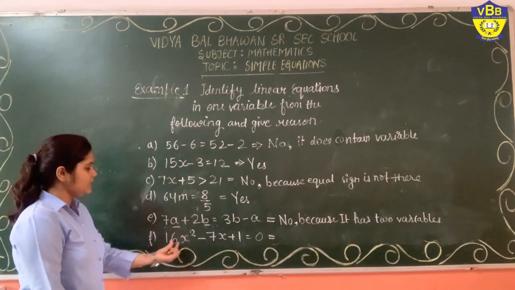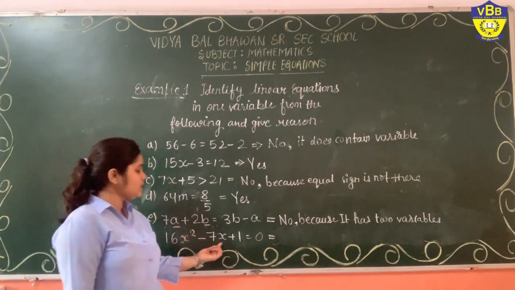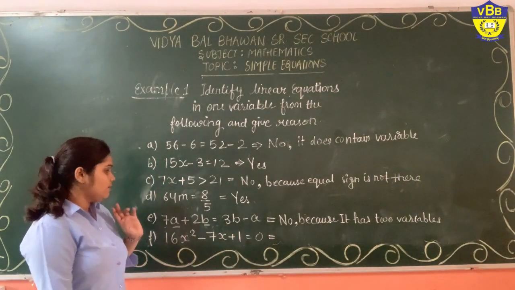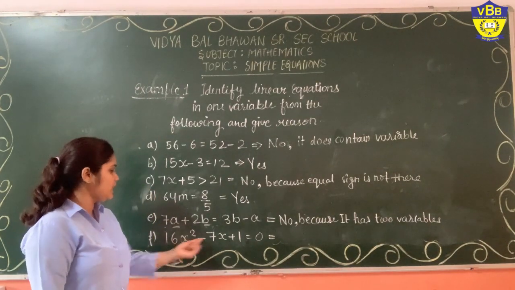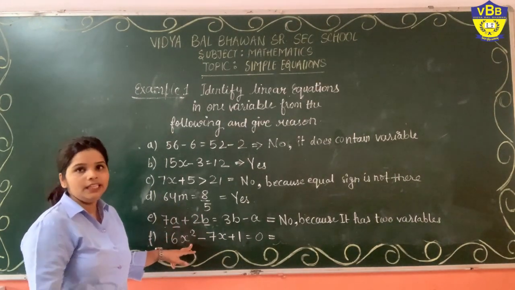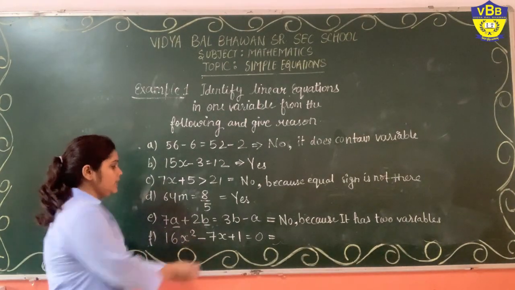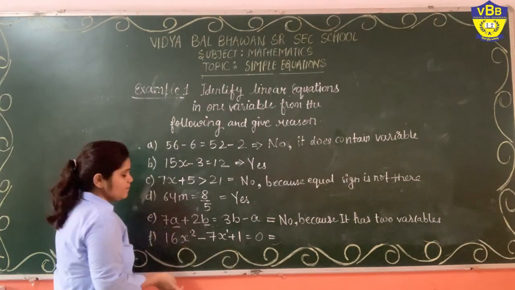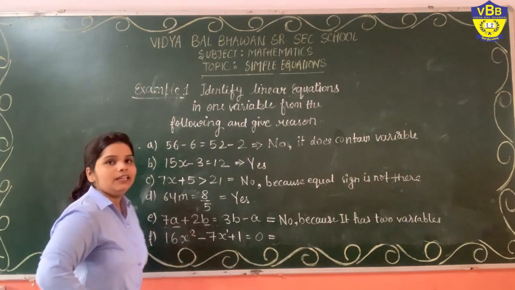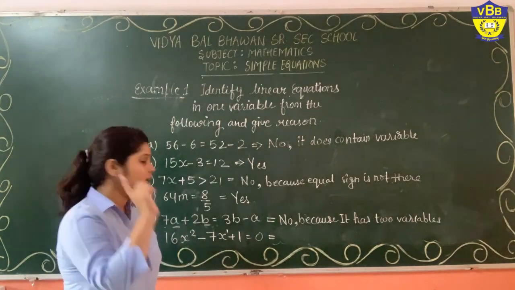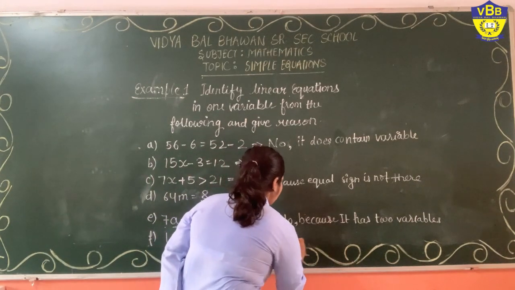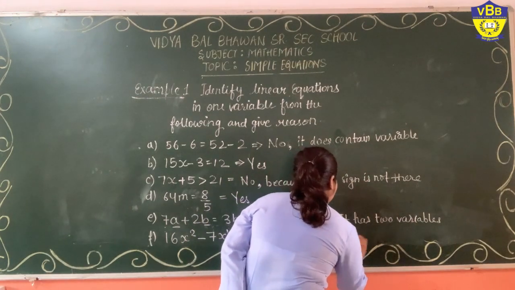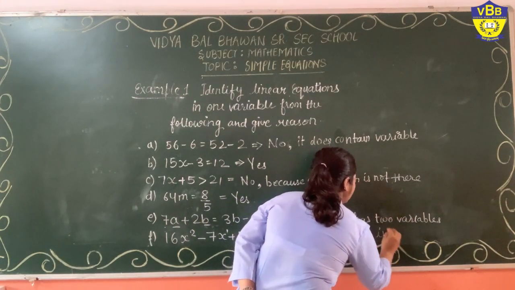After that, this one, 16x square minus 7x plus 1 equals 0. Equation? Yes, the equal sign is there. One variable? Yes, x is the only variable. Linear means degree 1. No, degree is not 1. You can see the variable is written here as x square, and here x raised to the power 1 only. So the highest power is 2, and in a linear equation, the highest power should be only 1. So this is not a linear equation. Why? Because degree is 2.